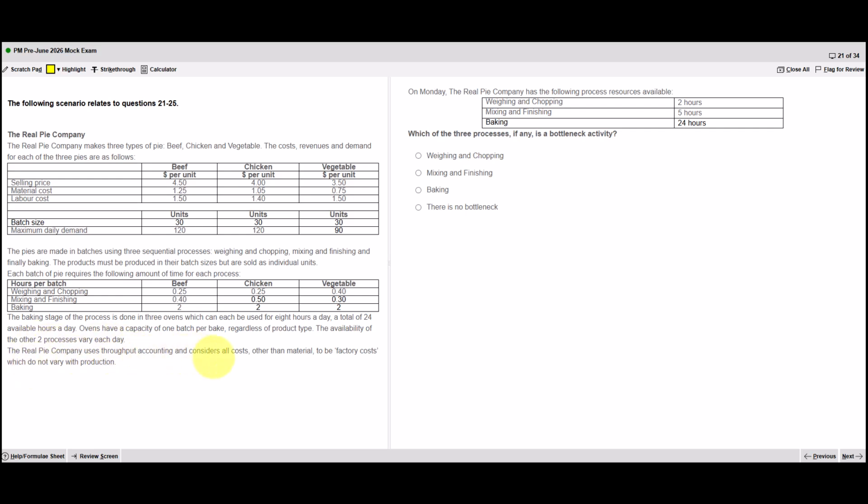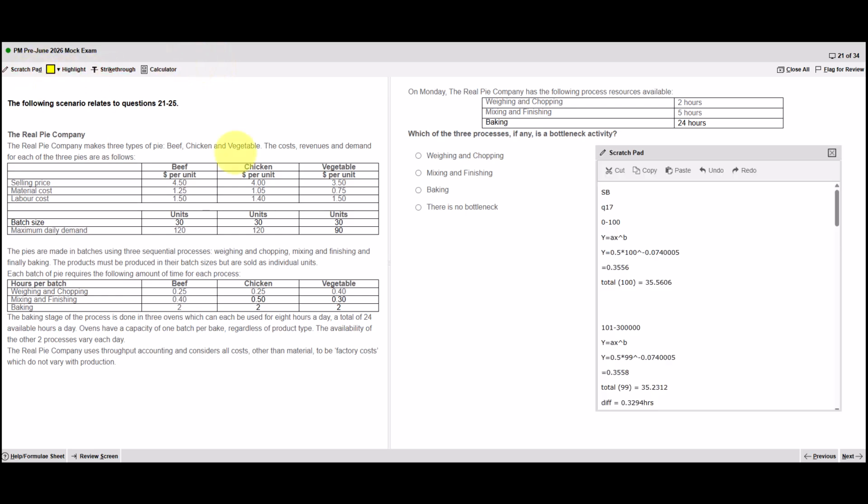They use throughput accounting and consider all costs other than material to be factory costs, which do not vary with production. It's a lot of information there. We need to find out what the bottleneck activity is, if any. These generally have quite a lot of steps, but it's quite repetitive. So I've made myself a little table there: beef, chicken, veg, total, and how much is available.